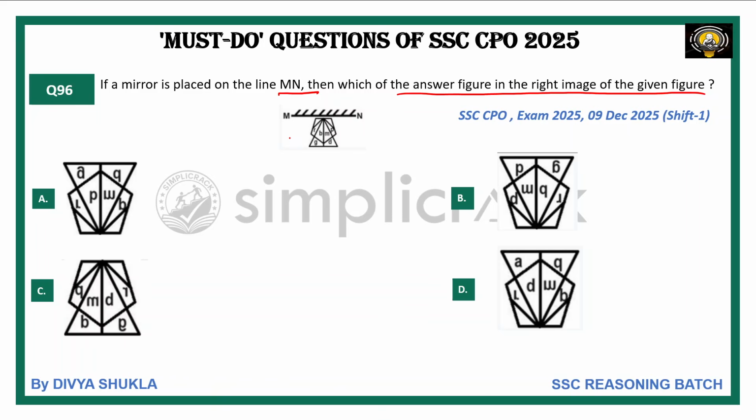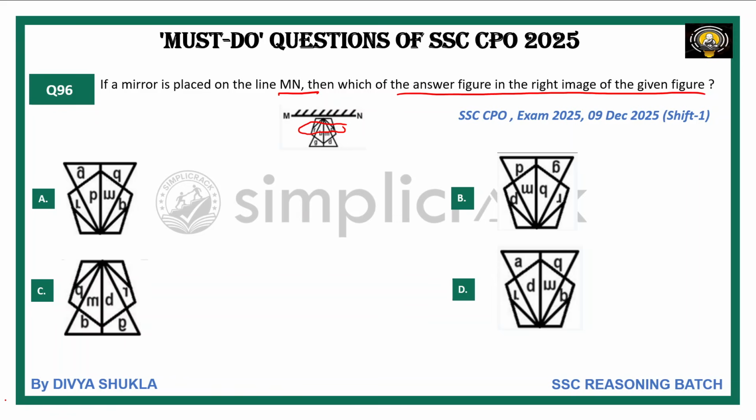Now understand, I have always told you in the chapter of mirror image, whatever objects are closer to the mirror would appear closer to the mirror in the image also. So suppose you are having R and P here. That means when you take the mirror image, this RP should be near to the mirror.